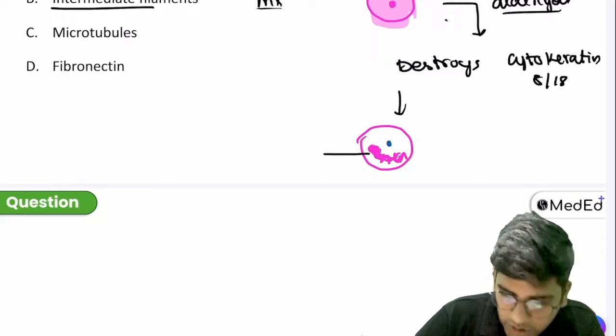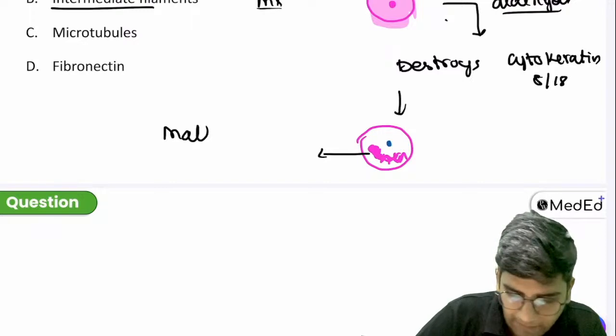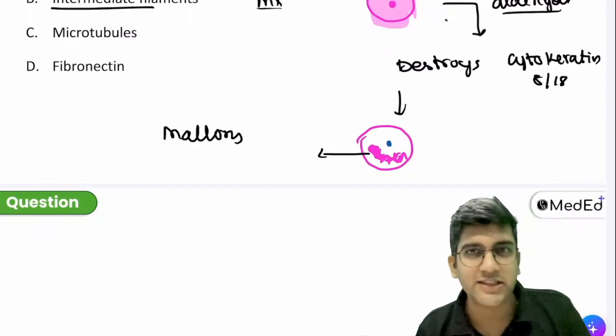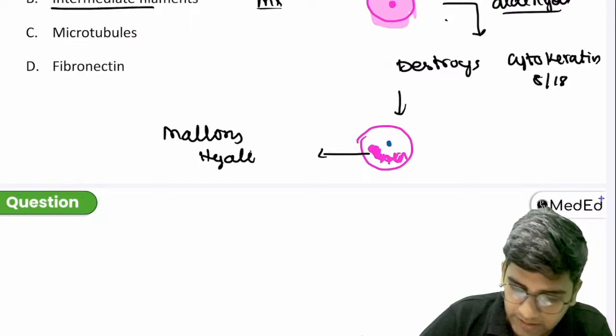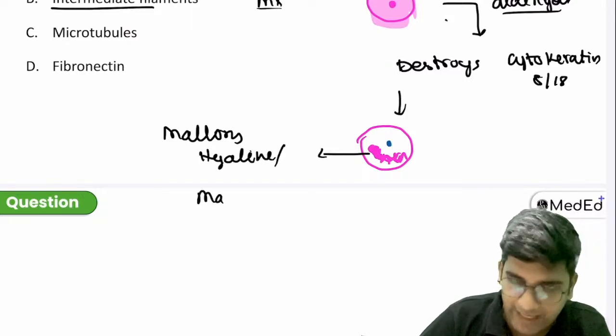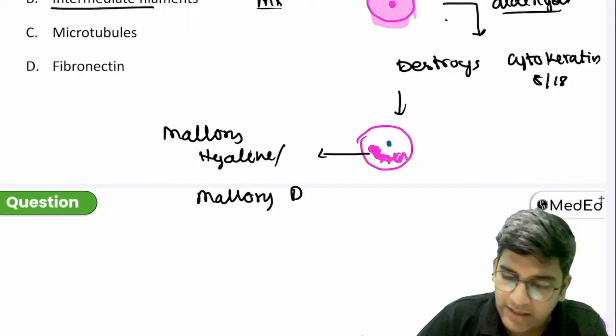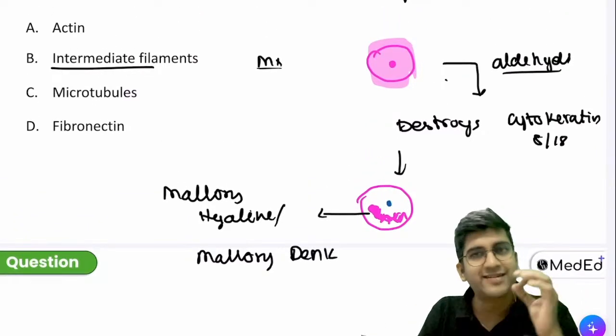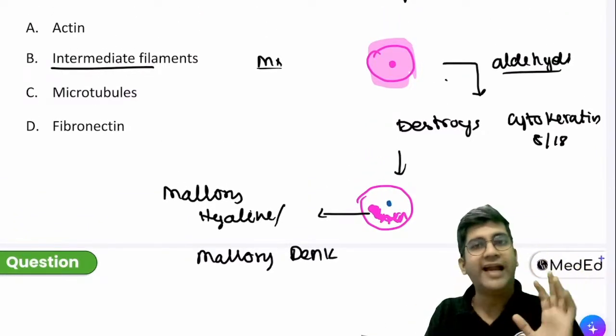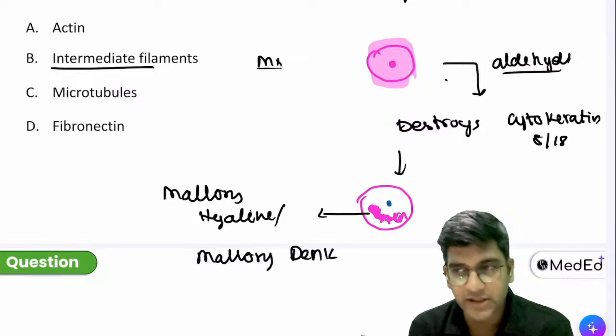This structure was identified by a person called Mallory. Have you heard this? Mallory. The older name was Mallory-Hyalin. The newer name is Mallory-Denk body. Okay. It's a finding seen in case of alcoholic liver disease, right? It's due to destruction of cytokeratin 8 and 18. Now listen carefully and answer.